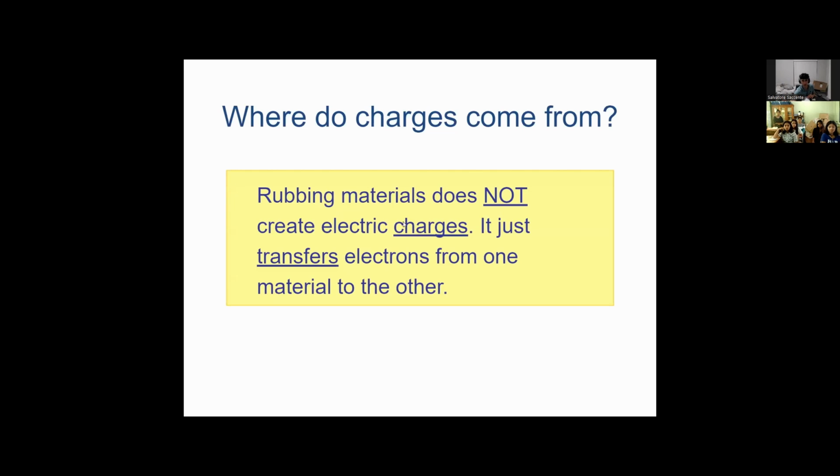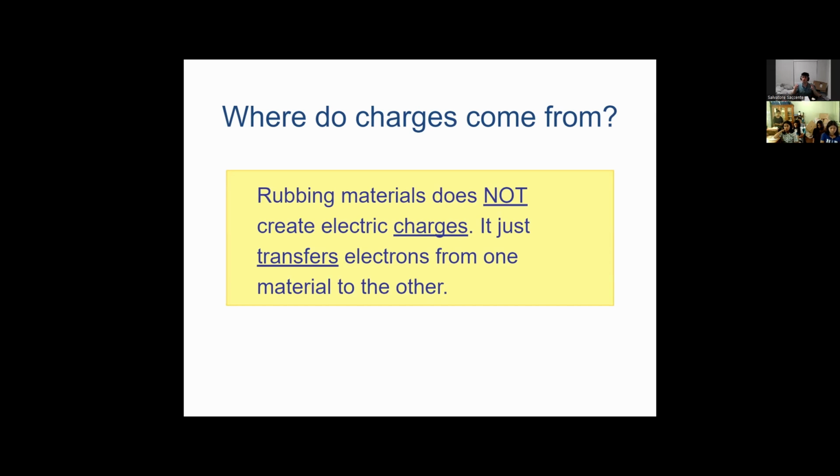All right, where do charges come from? This is the one statement that you really want to have memorized when we're talking about static electricity. There's a name of the theory, but matter cannot be created or destroyed, and this has to do with charges as well. Rubbing materials does not create electric charges. You can't create electric charges. It just transfers the electrons from one material to the other.